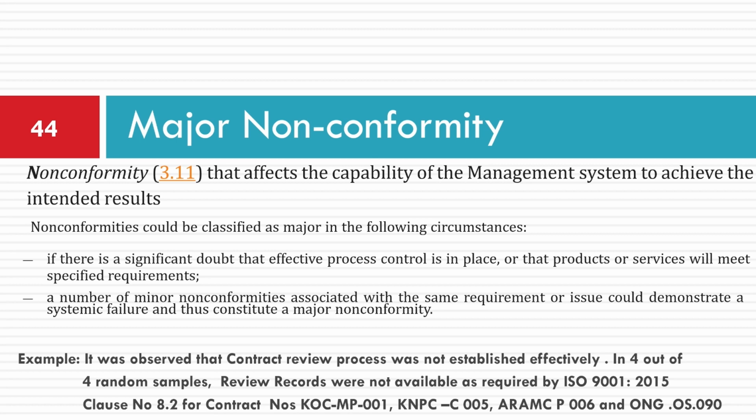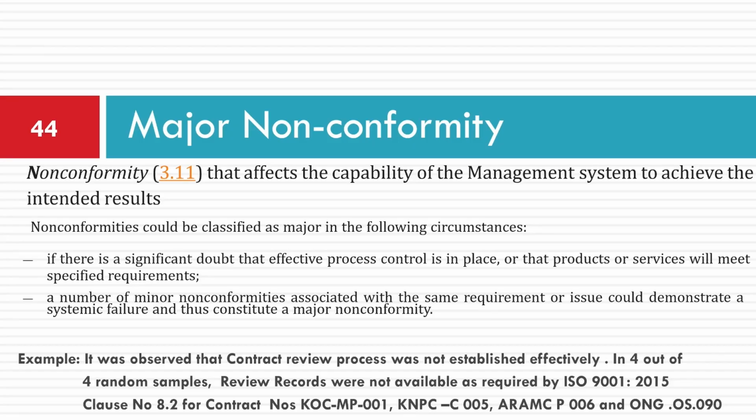Now, major non-conformity. Non-conformities are categorized as major and minor non-conformity. So what is a major non-conformity? A major non-conformity is a non-conformity that affects the capability of the organization and its quality management system to achieve the intended results. In other words, the organization's quality management system has serious flaws. This organization will not be able, or may not be able, to produce the right quality of product and services. They have got serious flaws in the system.